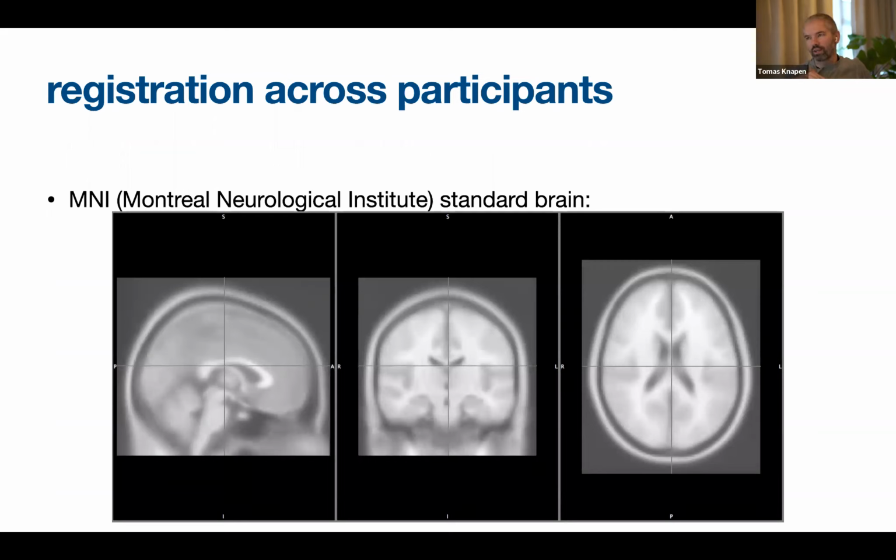Now, this standard brain is built up of an average of, I think in the most recent case, 152 different subjects. So they're all sort of nonlinearly warped together and then averaged in the volume. And you see it looks beautiful, right? It's a nice and symmetric head because you're averaging away all of the subjects' differences.